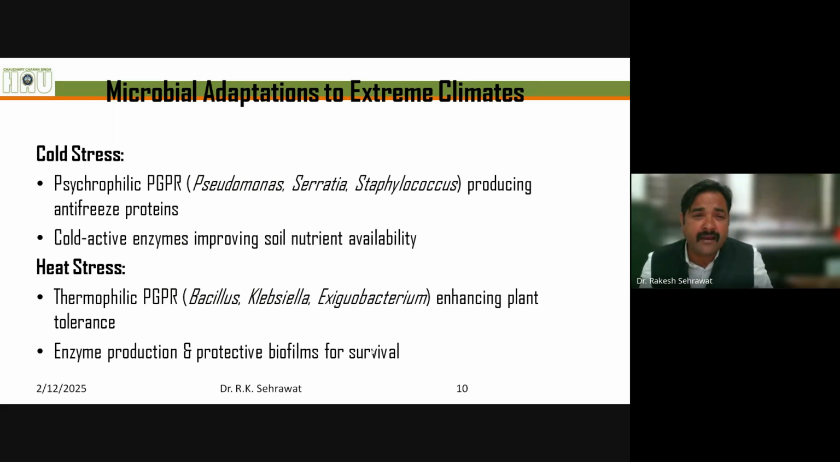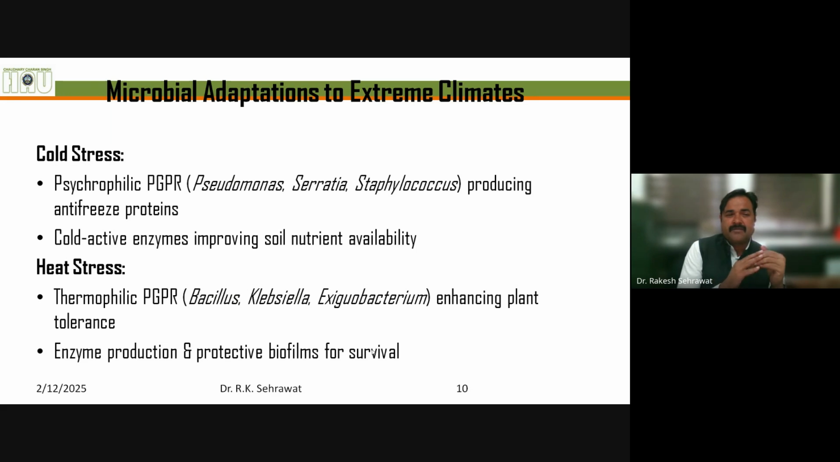The question may arise here: Serratia and Staphylococcus, they are human pathogens as well. Yes, they are human pathogens as well, but they are different strains. Their soil strains come under GRAS status, generally recognized as safe, and all these are not pathogens. So what's the mechanism?